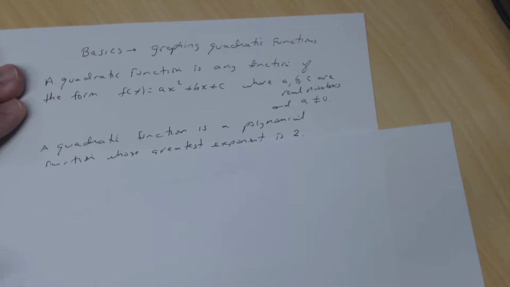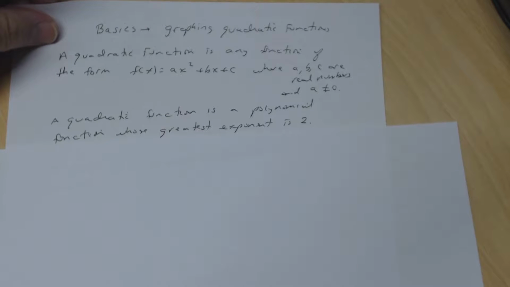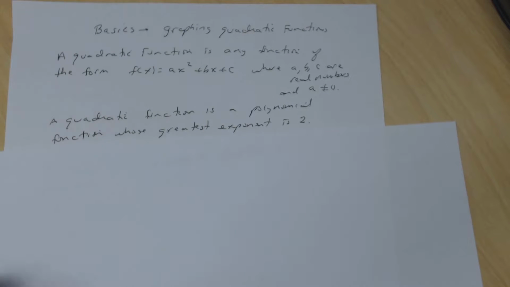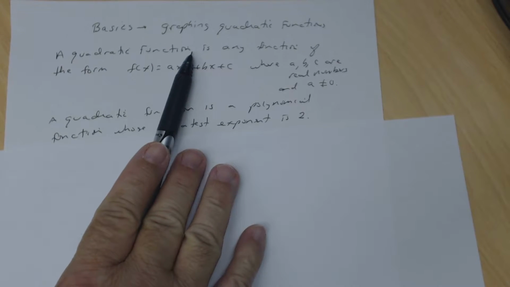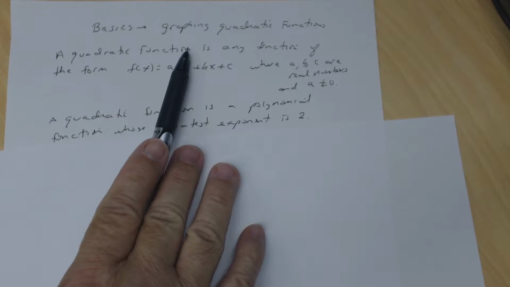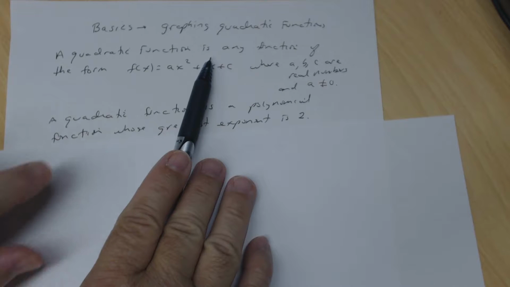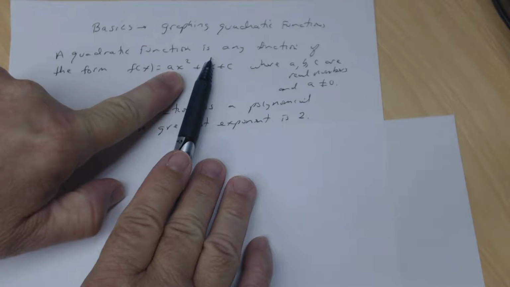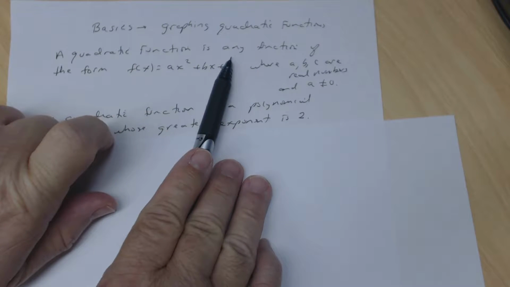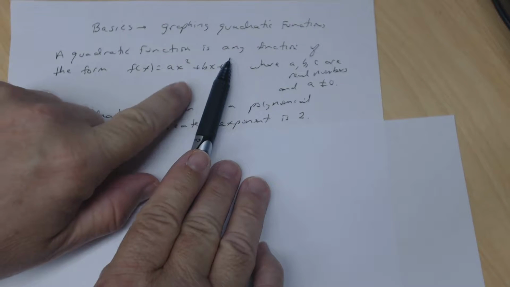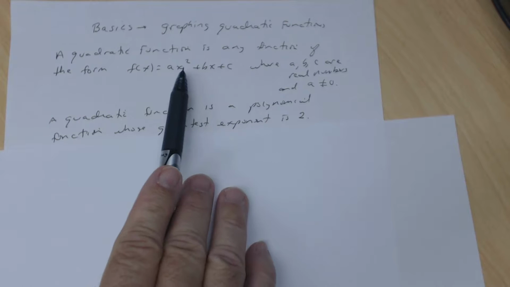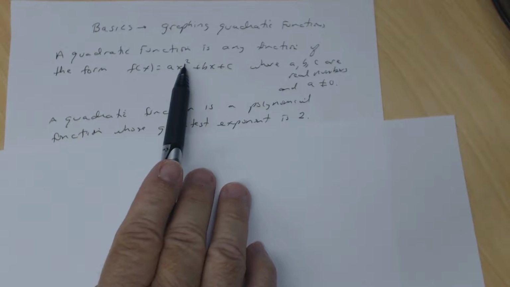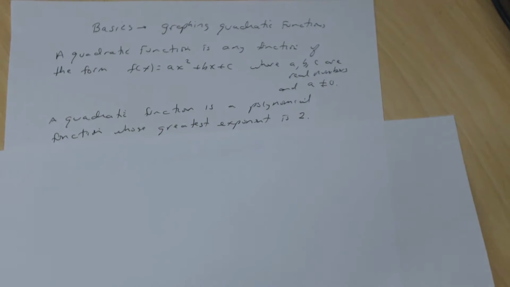Okay, so a quadratic function is a polynomial whose greatest exponent is 2. So that's what we said. If a is 0, then it would no longer be quadratic, it would be linear. B can be 0, you would still have the greatest exponent being 2. C could be 0, this constant can be 0, you would still have the highest exponent being 2. So that's what makes it quadratic, that highest exponent. So it has to be a 2.